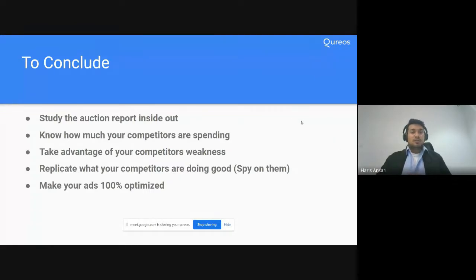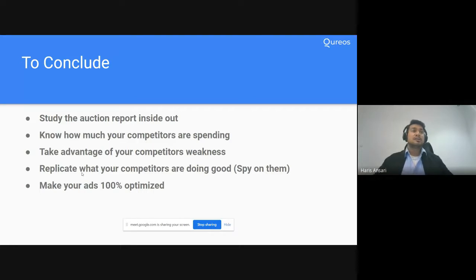Then we should know how much a competitor is spending through the workings which we did, and by that we will be able to know where our competitors are lacking. If one of our competitors is lacking on something, take advantage of it: go there, bid for it, do things which will help you win the customers from there. And if your competitor is doing something good, just keep monitoring them, because they have all been in the market for a very long time.